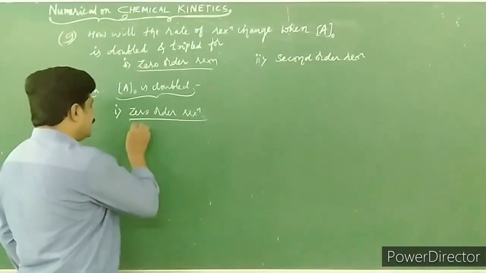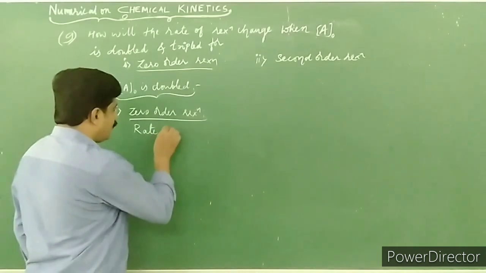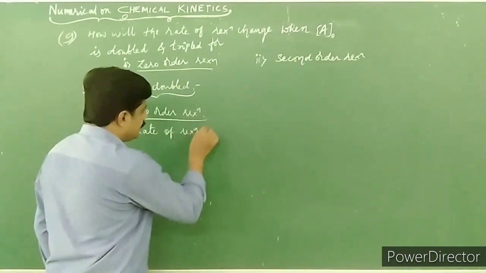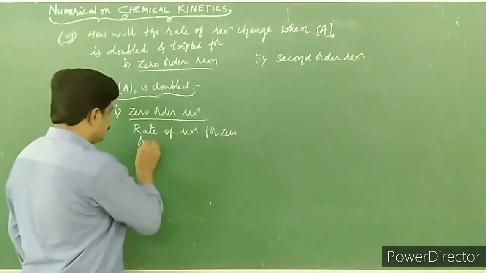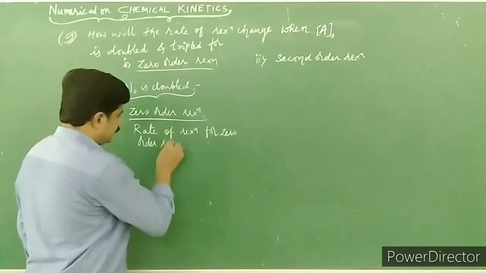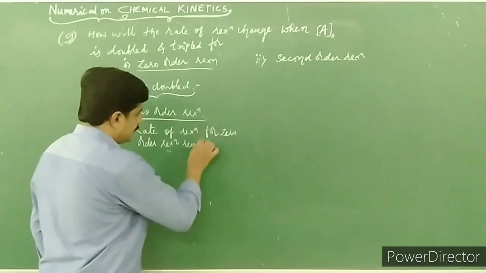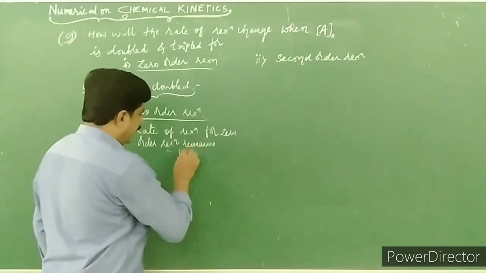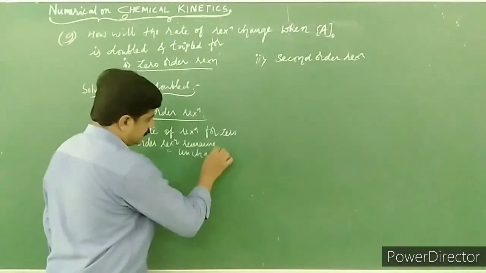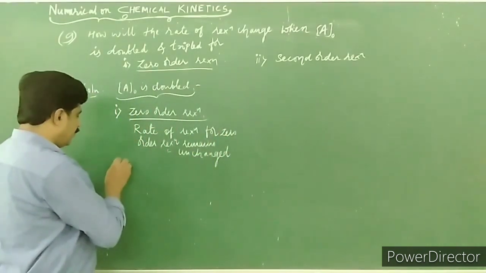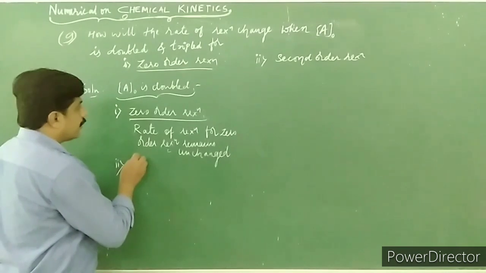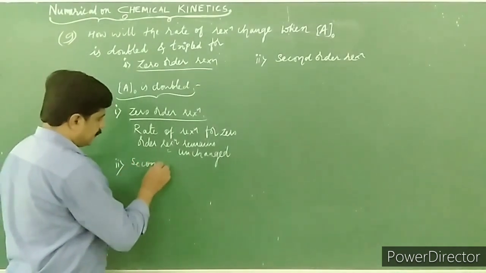So here I write: the rate of a reaction for a zero order reaction remains unchanged. And the second part, for a second order reaction.